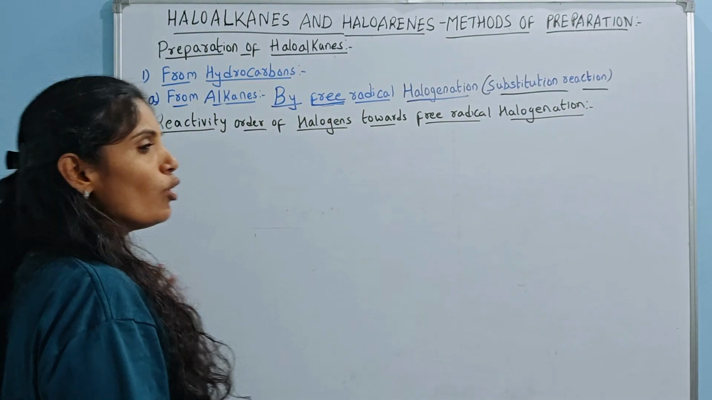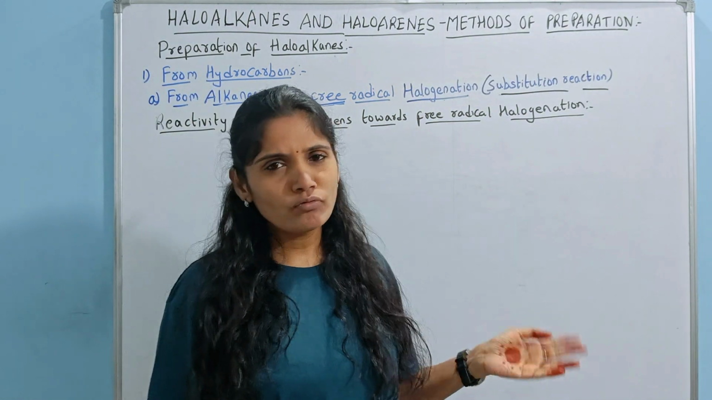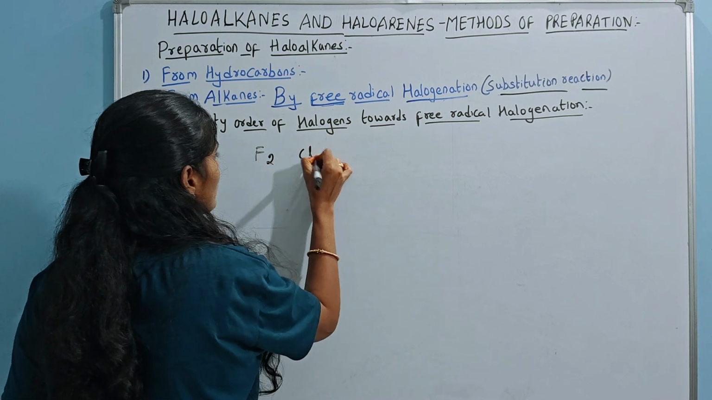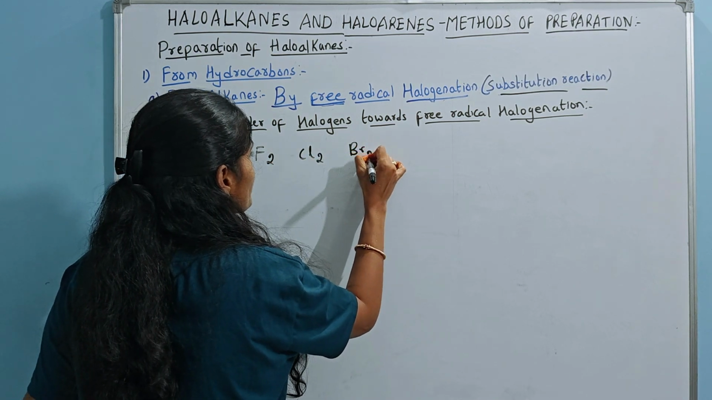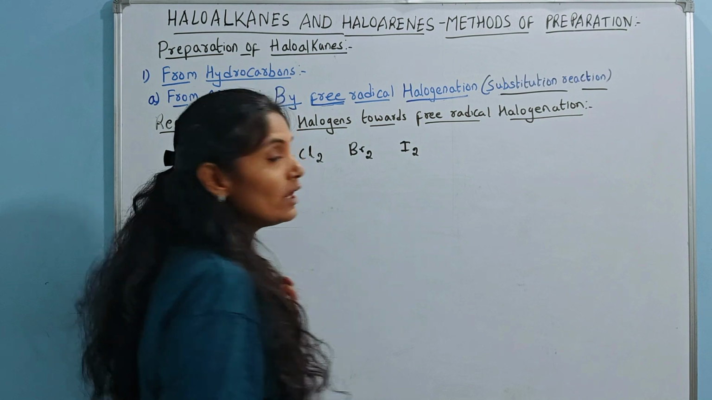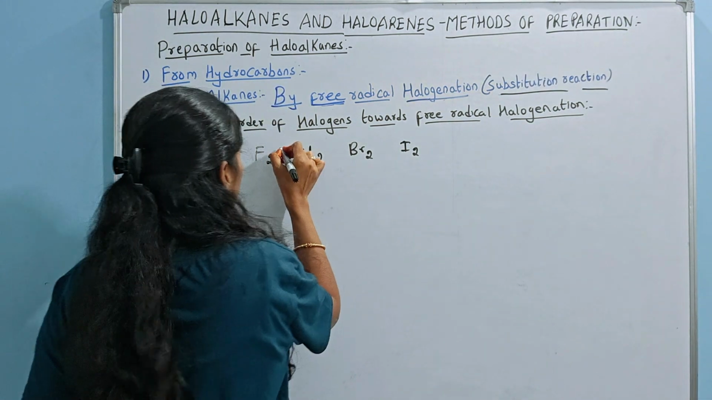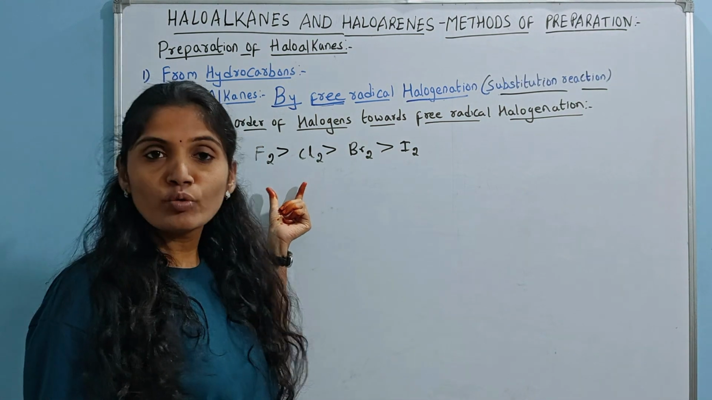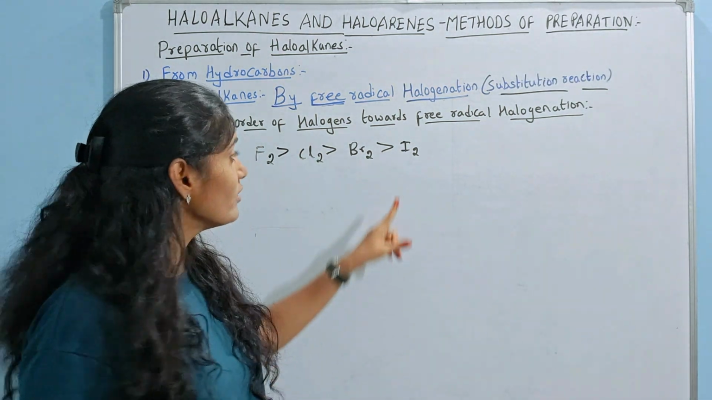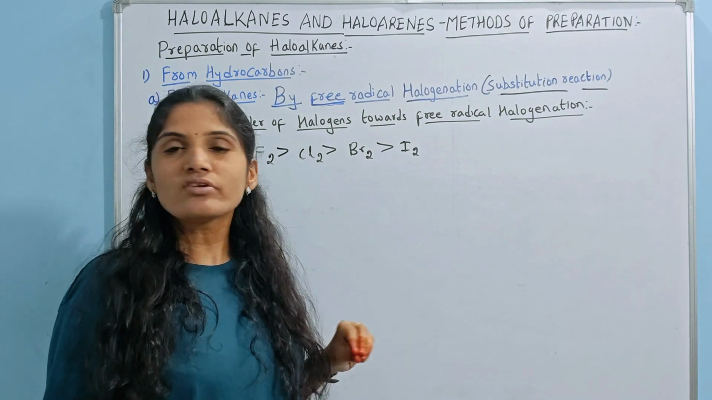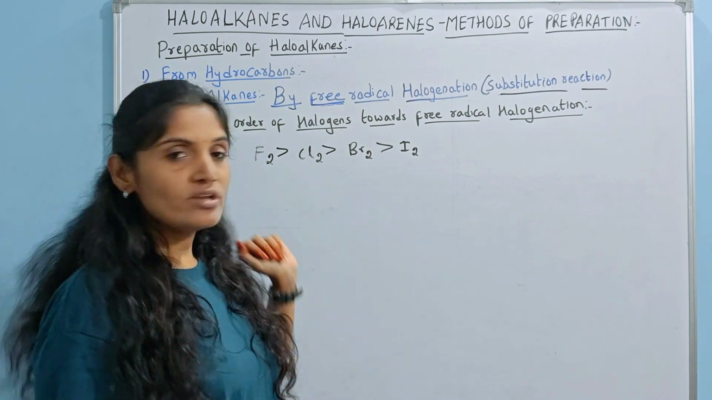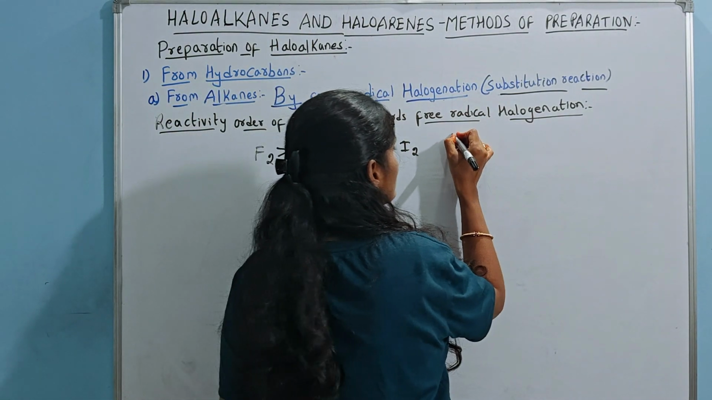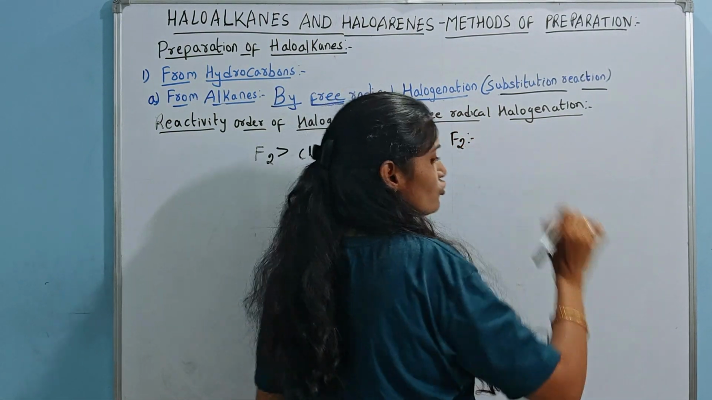Now, we talk about fluorine, chlorine, bromine, iodine. Okay, the 4 halogens. If you talk about the reactivity order, it goes like this: fluorine being the most reactive towards free radical halogenation reactions, and iodine being the least reactive towards halogenation reactions. Now, let us first see the reason why fluorine is the most reactive.